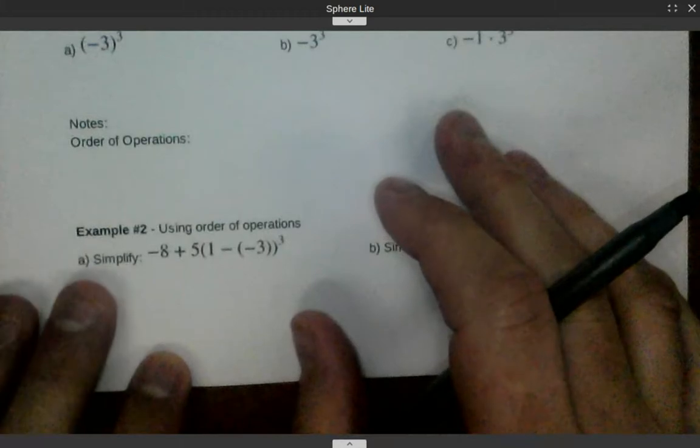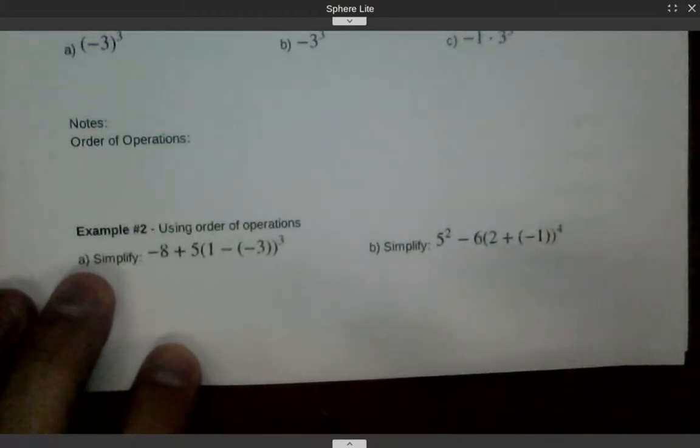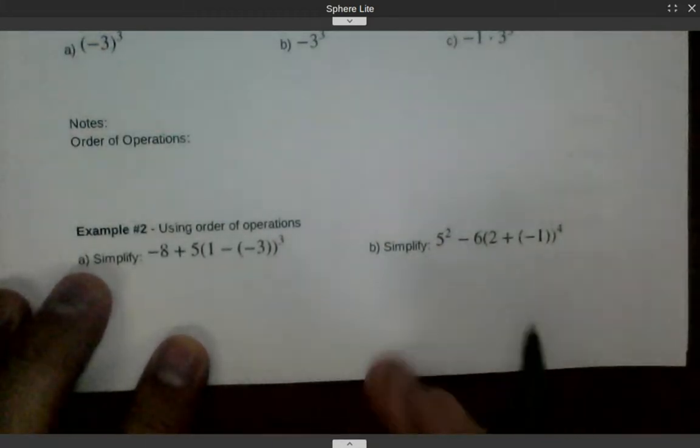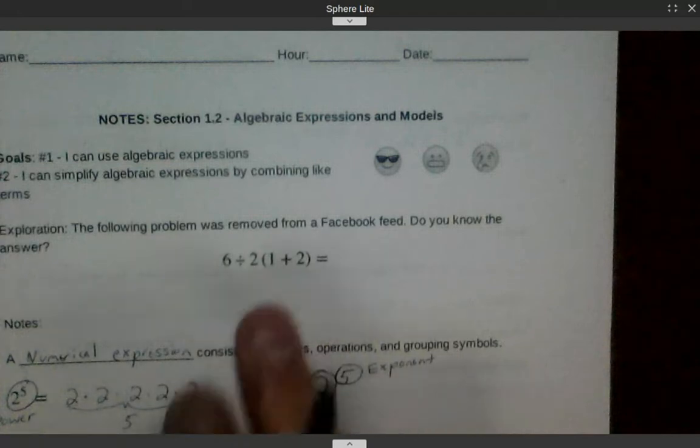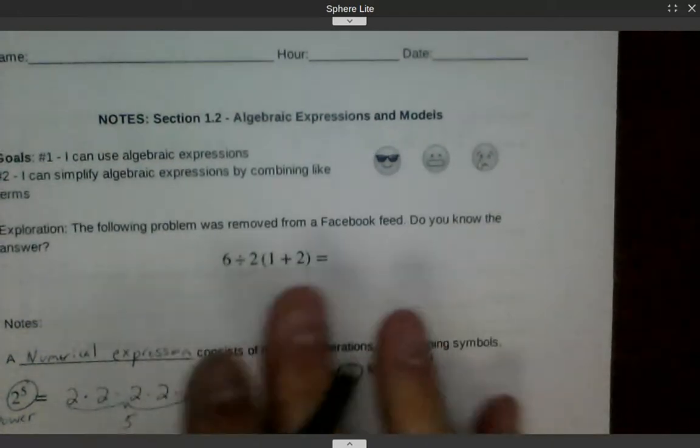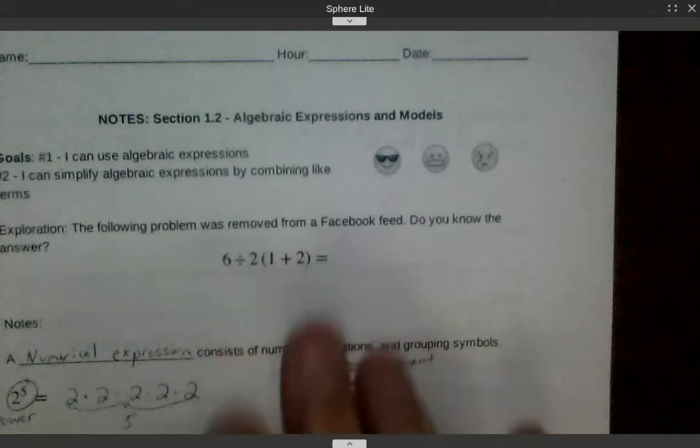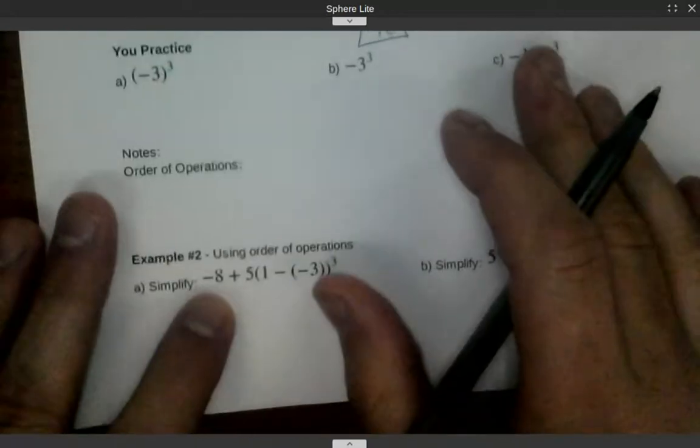We have some other notes. Those notes include order of operations. Now, order of operations, I know you know, but the reason why I put this exploration on here is because this uses order of operations. And you have to do order of operations in the right order to get the right answer. So let's look at order of operations.